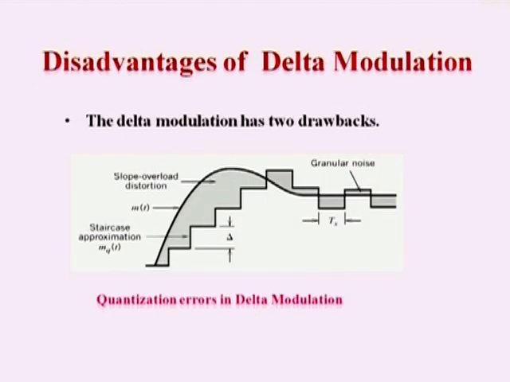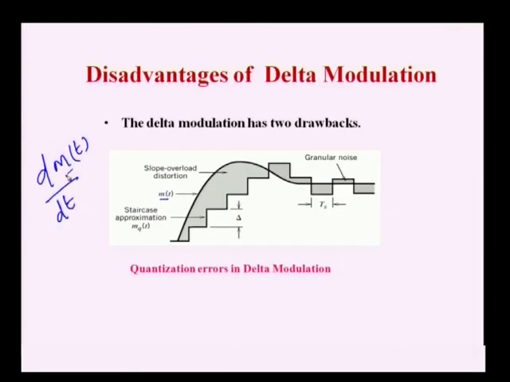And the disadvantage of delta modulation: if we consider the signal, let us take m of t as the original signal, and if we find the slope of the signal, this slope gives the variation of this signal. If we consider here, the variation is very high, the slope is high, but whereas if we consider here this signal, the variation is low, that is, the signal is almost straight, there is no variation, whereas here the signal varies highly, that is, the slope is high.